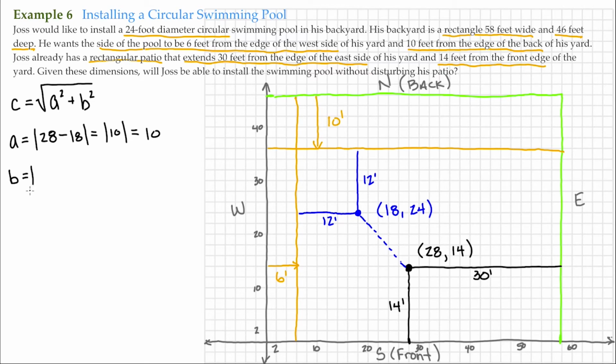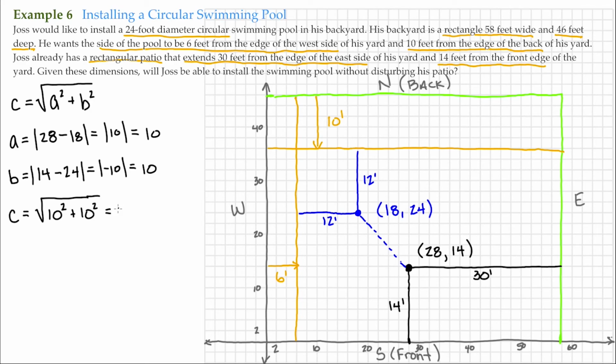B is then the absolute value of the difference in the y coordinates. I've got 14 minus 24. That's equal to the absolute value of negative 10. And the absolute value of negative 10 is 10. So now we have C is equal to the square root of a squared. And what is a squared? That's 10, so that's 10 squared. Plus b squared, and what's b? That's also 10, so that's 10 squared.